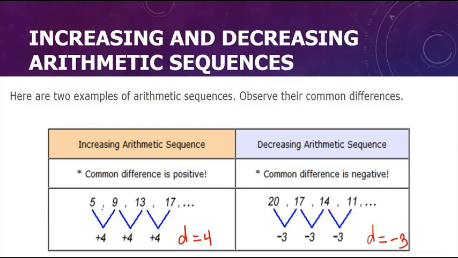Pag increasing, syempre, increasing pataas yan. So, pataas ng pataas yung number. So, dapat ang common difference nyo ay positive. Pag decreasing, o sa Tagalog, pababa ng pababa. So, dapat, kung obserbahan yung sequence nyo, pababa, pababa, pababa. So, ang common difference nyo ay negative. Ulitin ko, pag increasing, common difference is positive. Pag decreasing, common difference is negative.